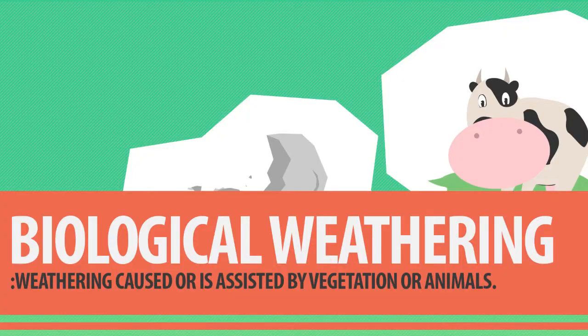Finally, there's biological weathering. This type of weathering is caused or is assisted by vegetation or animals. Hence why it's called biological. Doesn't take a genius to figure that one out.